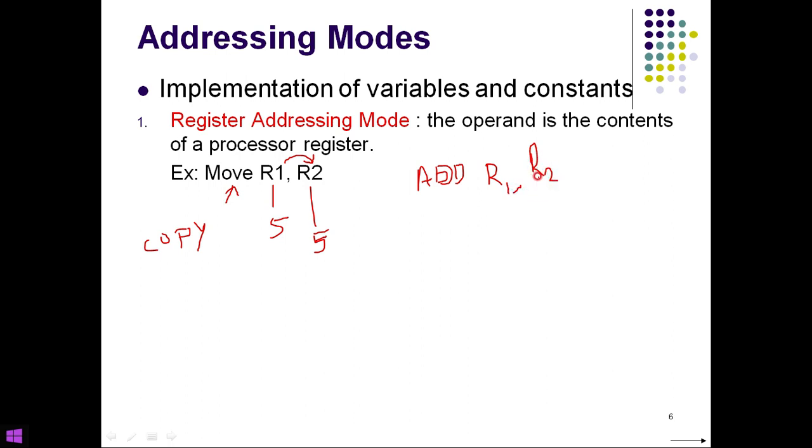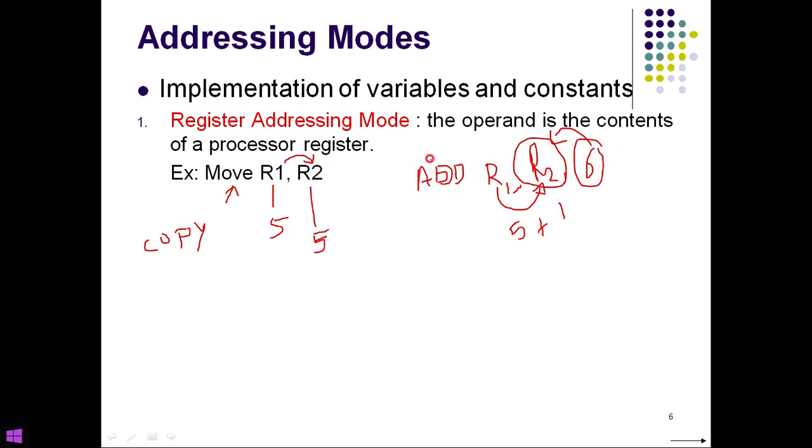What I am saying is ADD R1 comma R2. So what is it doing now? It is adding the contents of R1 with the contents of R2, anything it could be, and the value it will be storing in R2. Say for example R1 has a value of 5 and R2 has a value of 1. So 5 and 1 will be added, which will give you 6. This 6 will be stored in R2.